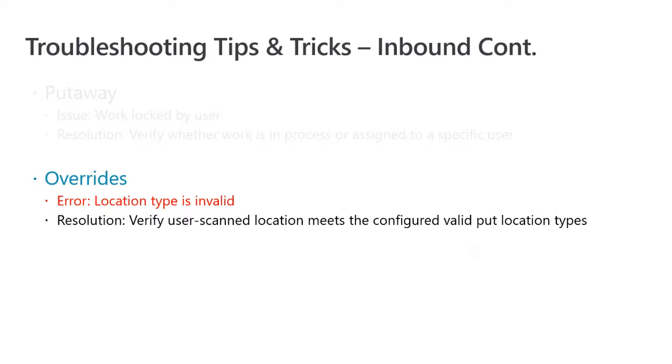And then finally, with the overrides, if they receive the error that says the location type is invalid when they're trying to override a put away location, then we would want to verify that the location they're scanning meets our configuration of valid put type locations on the work class. In this case, that would be for purchase order put away work.